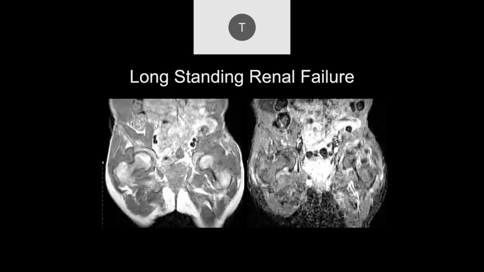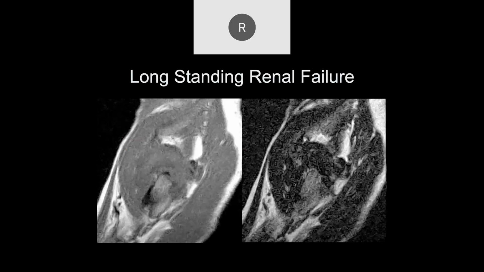Okay. Robert. All right. So the history says long-standing renal failure. Looking at both hips, the joints look distended. Doesn't really look like fluid on the fluid sensitive imaging though. Looks like a lot of synovial thickening, but it's kind of low in signal. It's kind of like muscle everywhere. Long-standing renal failure.